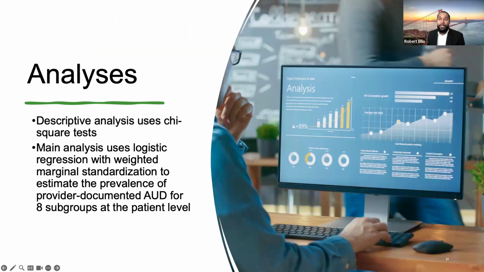Analyses were again conducted at the patient level. We described the demographic and clinical characteristics overall and across racial and ethnic subgroups. We used logistic regression to estimate the association of intersectional subgroups as a predictor with the provider documented AUD outcome. We used a proportionally weighted marginal standardization procedure to estimate the prevalence and 95% confidence intervals of provider documented AUD for each subgroup.